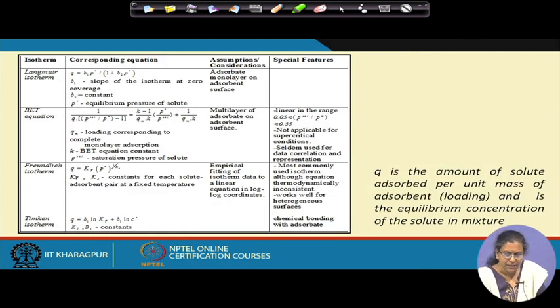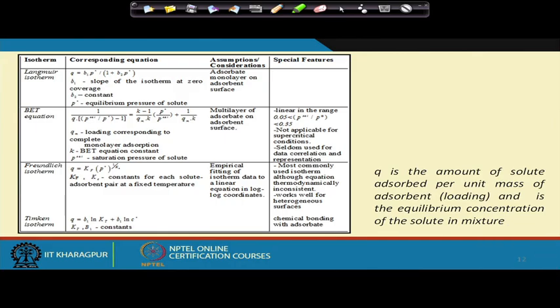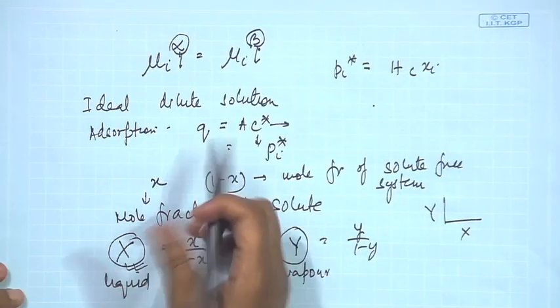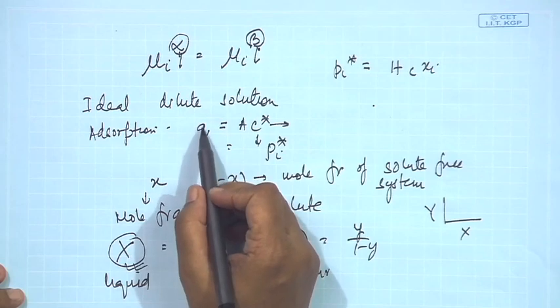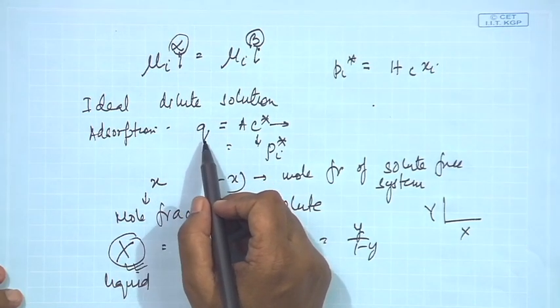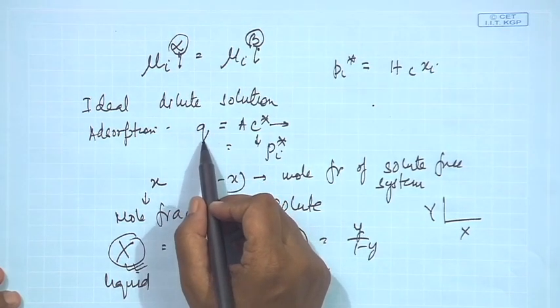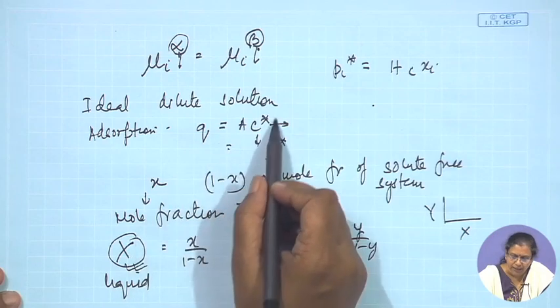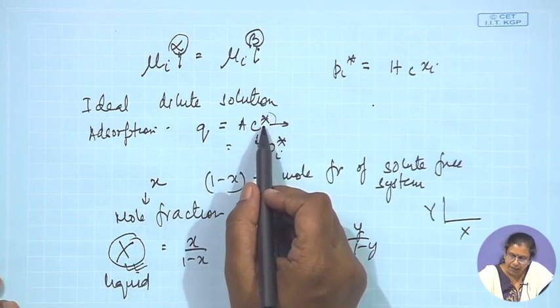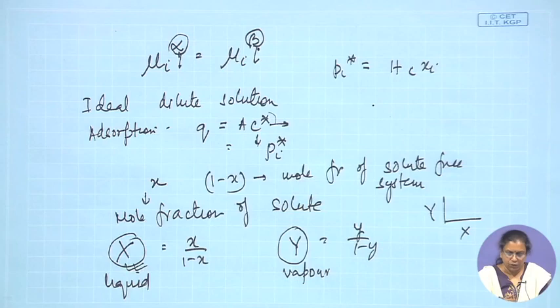Well, as far as the mathematical equations are concerned, I have already mentioned for absorption it is Henry's law, and for adsorption the simplest equation is something like Henry's law. It denotes a linear relationship between the amount which is adsorbed per unit mass of adsorbent and the equilibrium concentration in the liquid phase or the equilibrium partial pressure in the vapor phase.